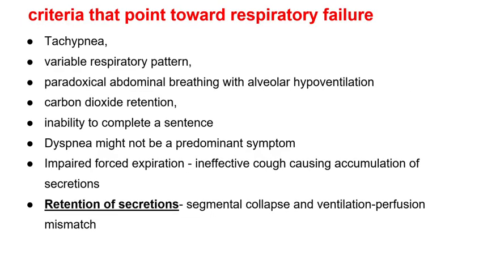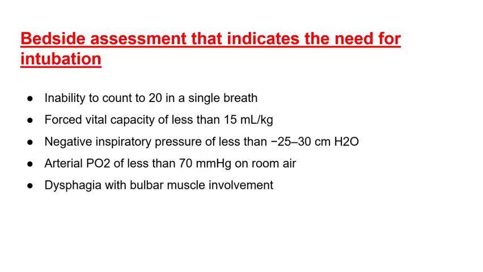The criteria that point toward respiratory failure are tachypnea, variable respiratory pattern, paradoxical abdominal breathing with alveolar hypoventilation, carbon dioxide retention, inability to complete a sentence. Dyspnea might not be a predominant symptom. It can occur in the later stage. Impaired forced expiration, which is ineffective cough, causes accumulation of secretion, and retention of secretion causes segmental collapse and ventilation perfusion mismatch.